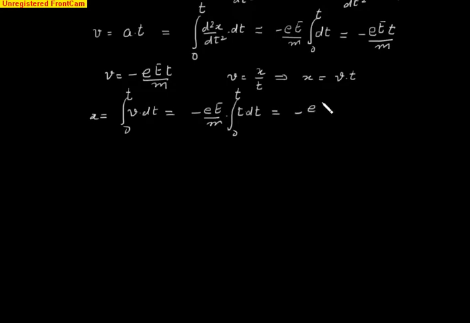It gives me minus e over m into t square into t square and 2m. So this is the expression of x. Let us write it as x is equal to minus e capital E t square divided by 2m. Let us mark it as equation number 1.